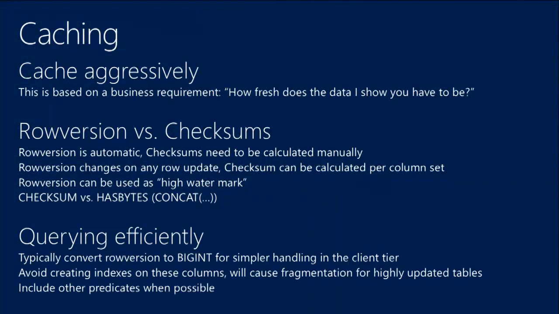It's also worth noting row version is a binary 8. Binary 8 you can cast to big int, which is nice. So then on the client side you can put it in an int64, which is just easier to manage than a byte array. But yeah, that's what I had.